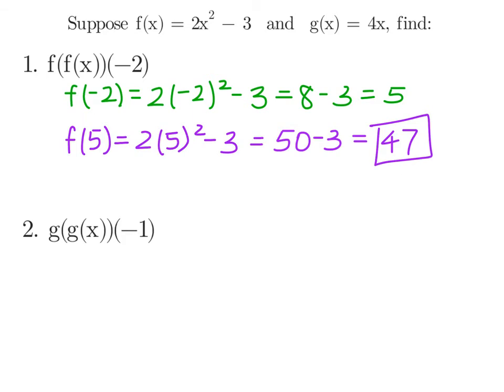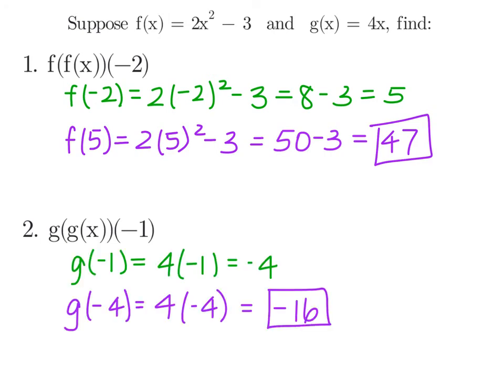Now let's compose a function within itself again, but let's use g. Let's find g of g of x when x is -1. When I compose g of x into g of x when x is -1, the first time I plug in -1, I get -4, and then when I take -4 and plug that into g, I get -16.